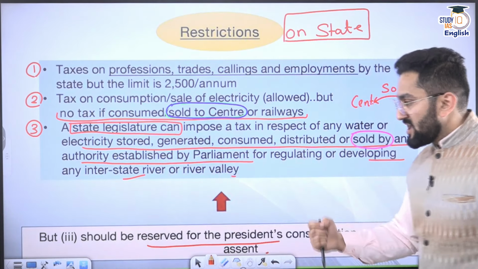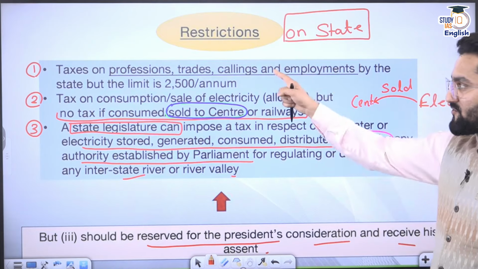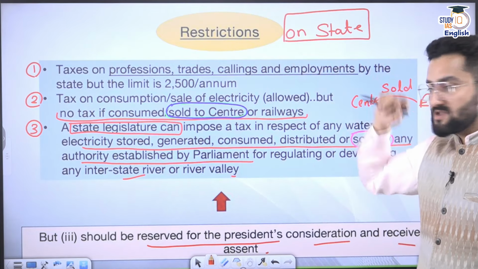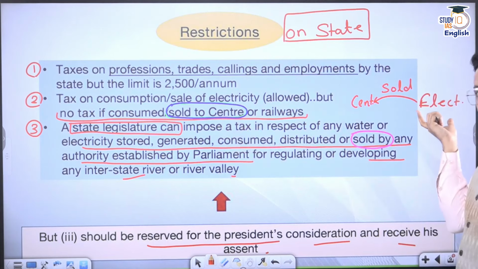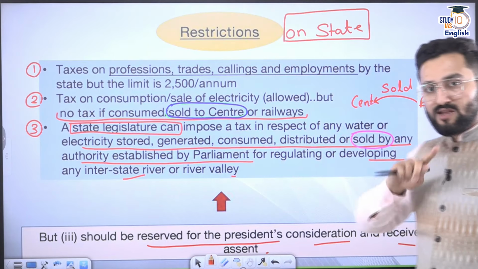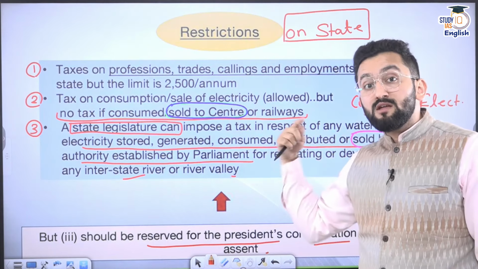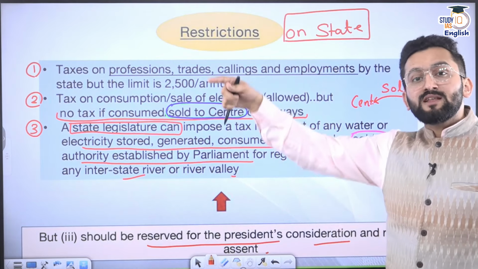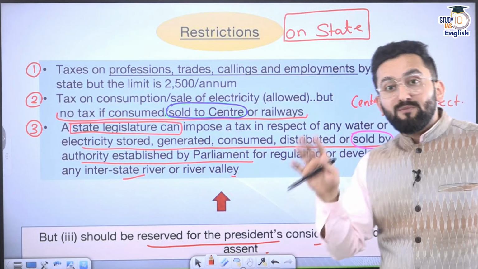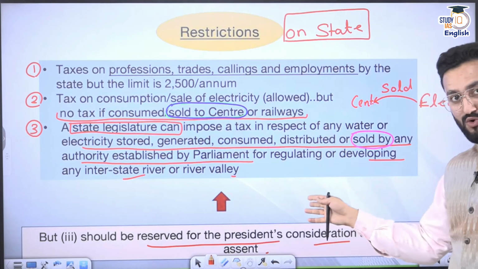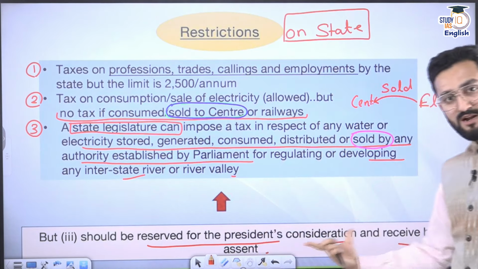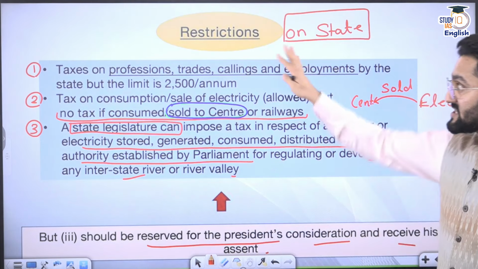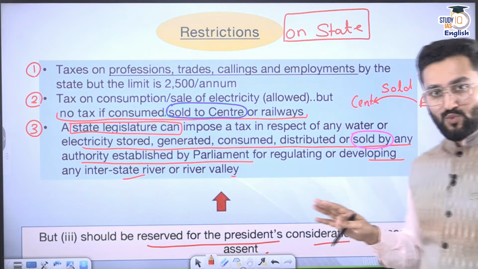Now you can easily remember it. Number one, tax on professions, but there's a limit here, that is why we are saying taxation. Second, any electricity which is sold to the center is exempted from tax; the state will not impose tax. Third, when the central body itself is selling, here tax can be imposed. Sold by, tax can be imposed. But this bill needs to be reserved for the president, and after the president's assent, it can be cleared. So I hope these three restrictions are clear to you. A question can be expected.